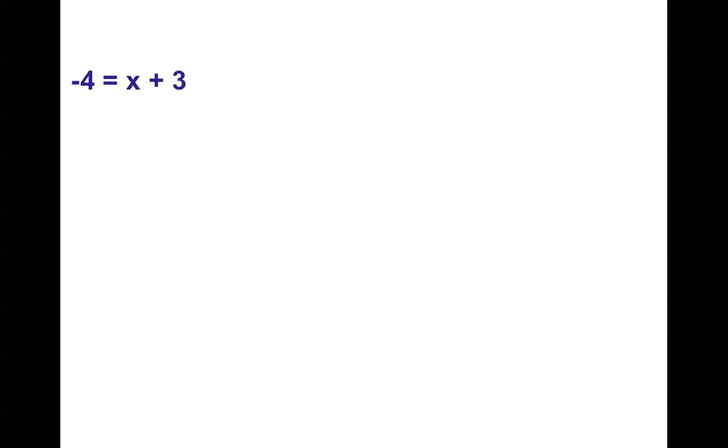So if I have the variable on the other side, which number do I need to eliminate? Which number do I need to take away in order to isolate the variable? The -4 or the 3? You're correct, the 3. And 3 minus 3 is 0. So if I take away 3 from both sides, I end up getting x equals -7.